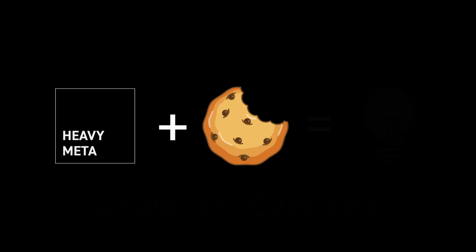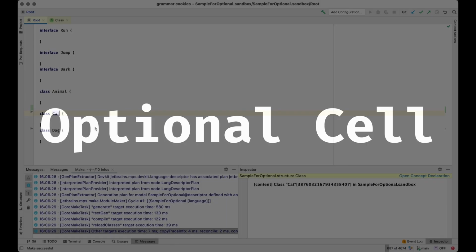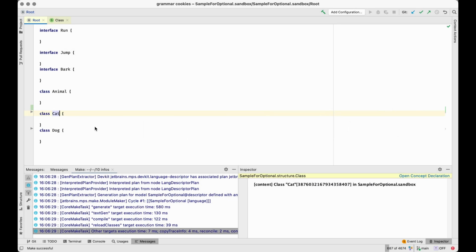So let's get into the optional cell and head over to the computer. Grammar cells optionals. Grammar cells optionals are useful when you have optional children on your concept and you would like to provide a keyword like editor for these kind of situations.